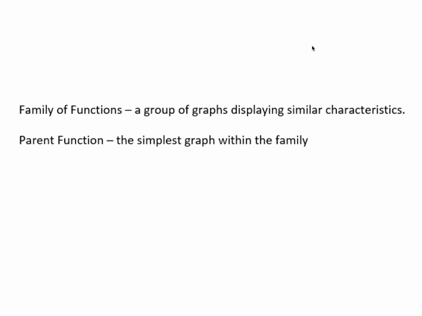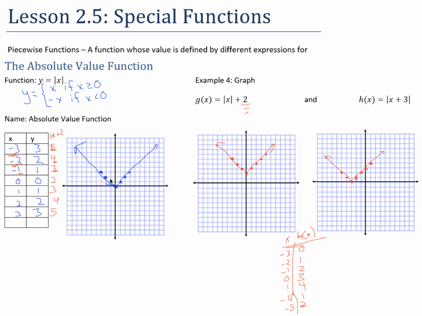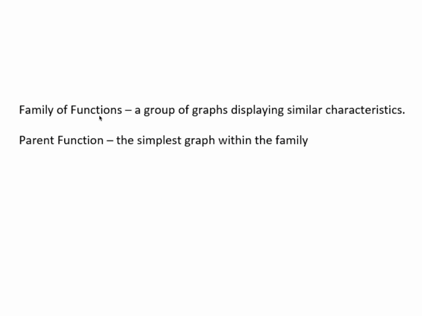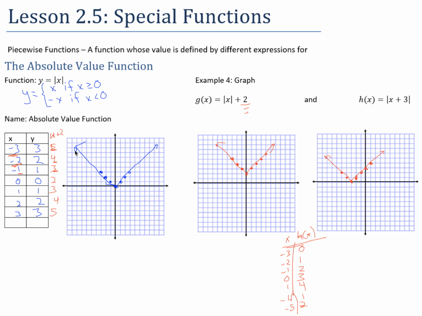So this idea that we had an absolute value function, just the absolute value of x, and we added 2 to it, moved it up, added 3 inside before we took the absolute value, moved it left 3. We have these family of functions. Families of functions is a group of graphs displaying similar characteristics. And that's what we just saw with those absolute value functions. The parent function is the simplest graph within the family. So this function right here, y equals the absolute value of x, is the parent function, and these other ones that we graphed in red were related to that parent function.